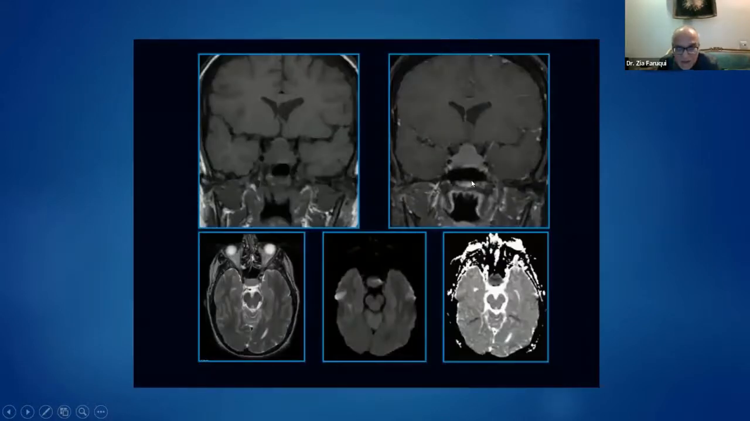So again, the characteristic of lymphoma, if you look at this, it's expanding the sella. There's no snowman sign, but hard to say really. Could it be a microadenoma? It could certainly be. So you end up with the tissue diagnosis in the end.